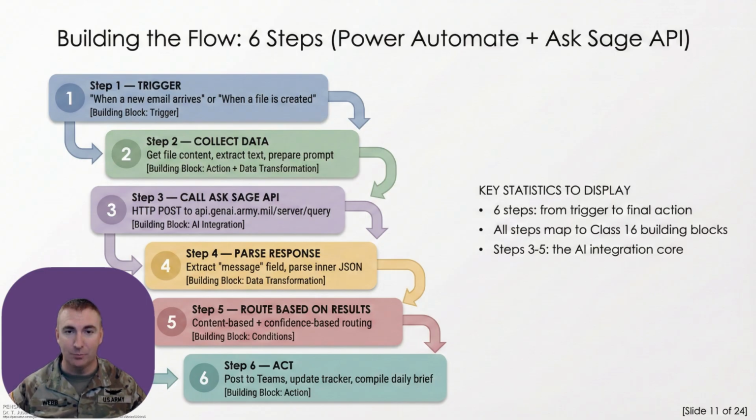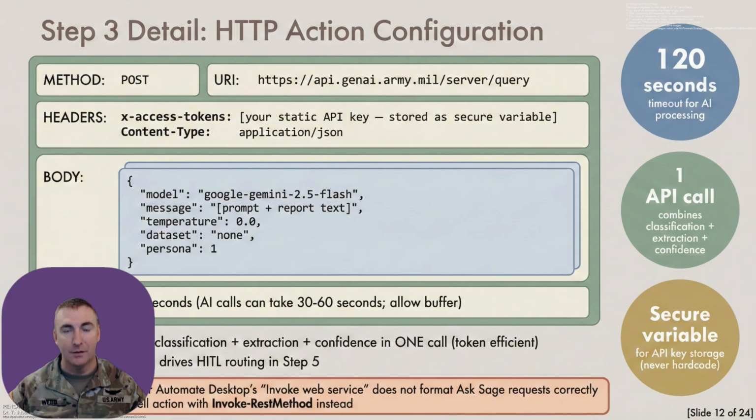Step 3 is where most teams get stuck. Set your timeout to 120 seconds. AI calls on large documents take 30 to 60 seconds. Default timeout kills them. Combine classification, extraction, and confidence rating into a single API call. 3 outputs, 1 call. Making 3 separate calls wastes tokens on redundant input processing. One critical warning. Power Automate Desktop's invoke web service action does not format Ask Sage requests correctly.